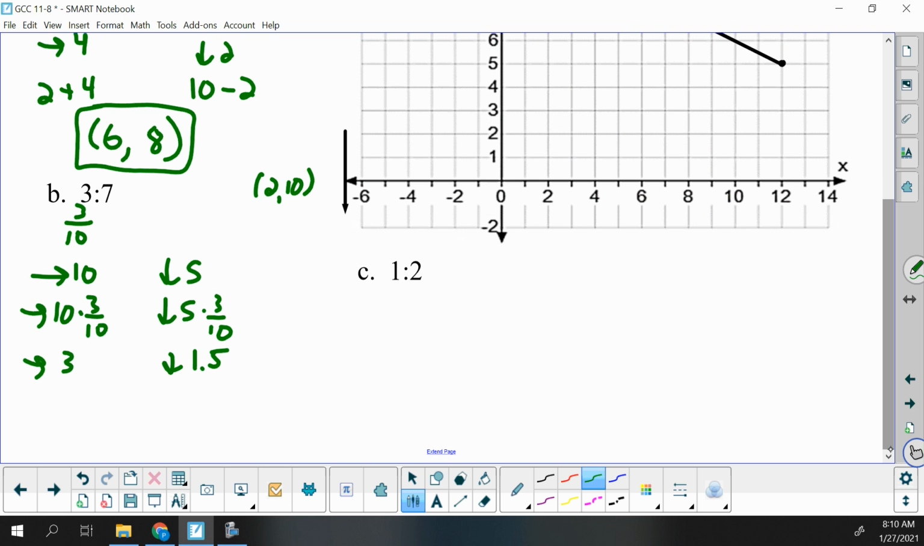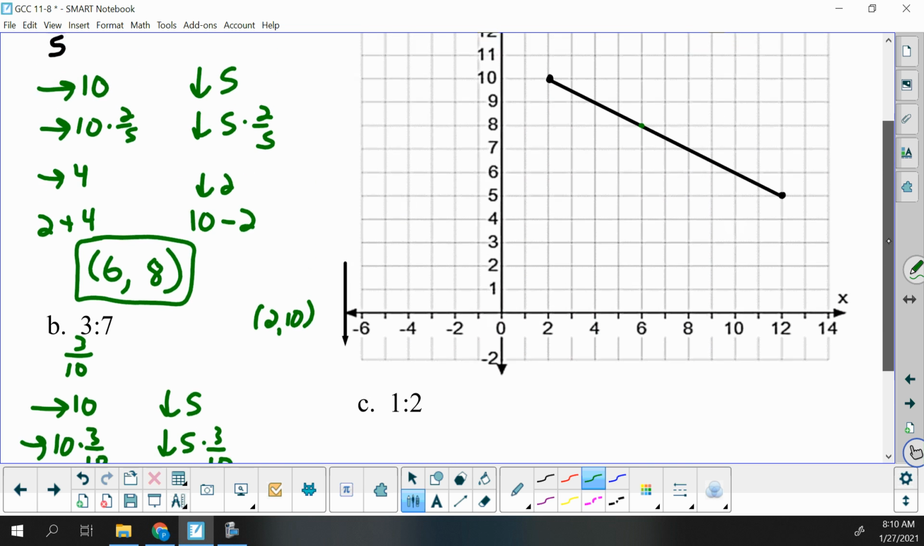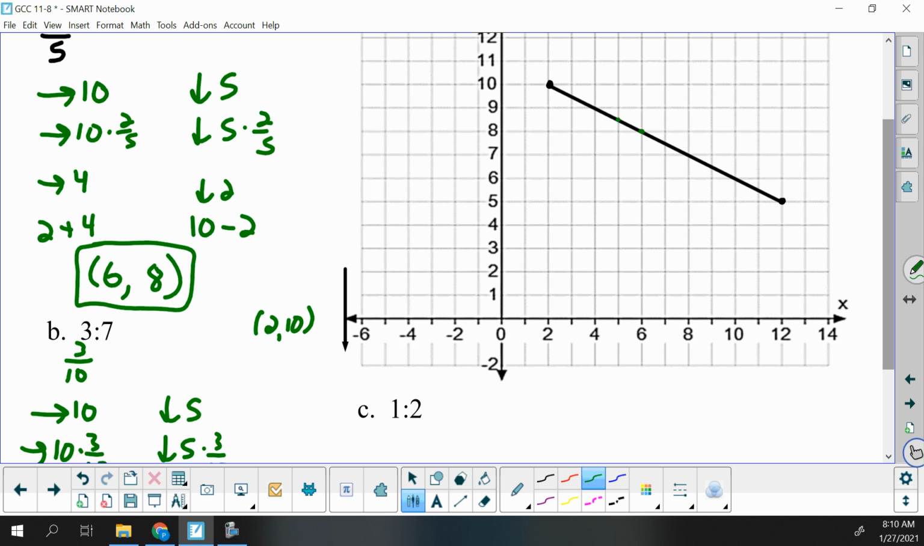Again, our original point was (2, 10). When we move right, we add. So we have 2 plus 3 to give us 5. We started with 10, we're moving down 1.5. When you move down, you subtract. 10 minus 1.5 gives us 8.5. Just check, see if that's reasonable based on our line. If we look at (5, 8.5), that would be right here, so that does seem reasonable.